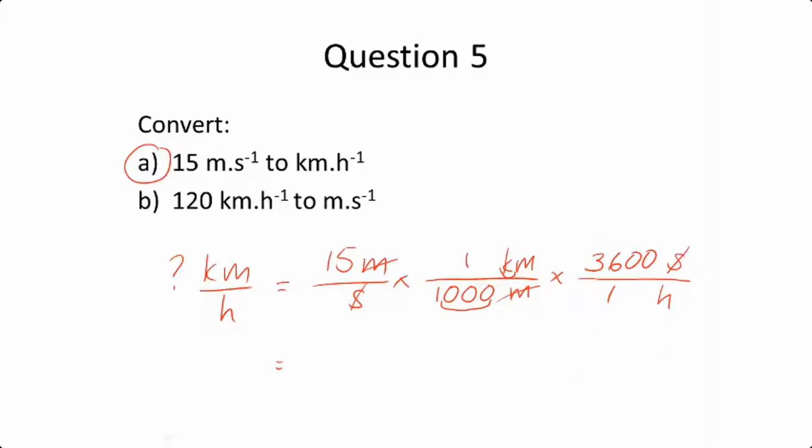15 divided by 1,000 multiplied by 3,600 gives us 54, and our unit is kilometers per hour. So we've converted 15 meters per second to kilometers per hour. So 15 meters per second is the same thing as 54 kilometers per hour.